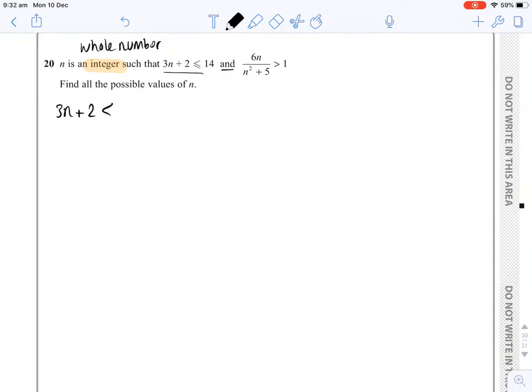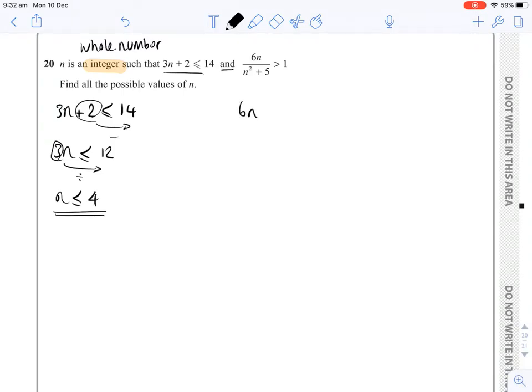3n add 2 is less than or equal to 14. So I'm going to take my 2 over, becomes a minus. 3n is less than or equal to 12. Take my 3 over, becomes a divide. n is less than or equal to 4. So that is one solved. Second one's a lot more complicated.